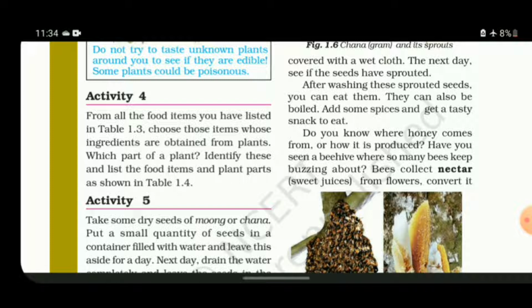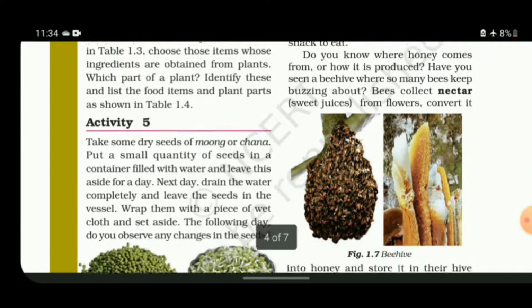Which part of a plant? Identify these and list the food items and plant parts as shown in Table 1.4.